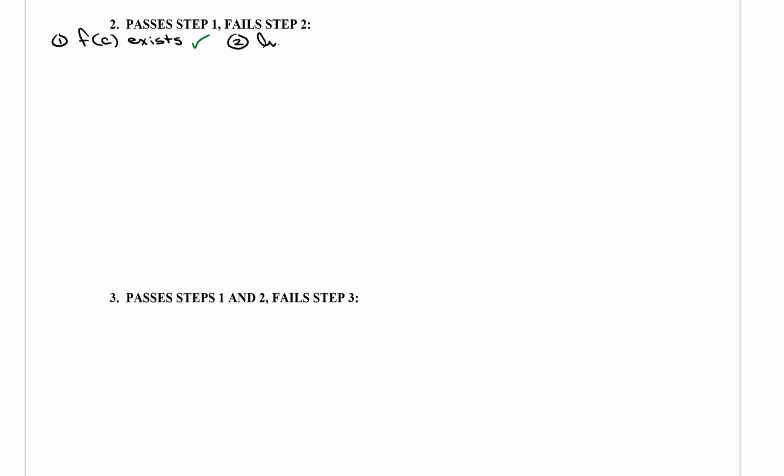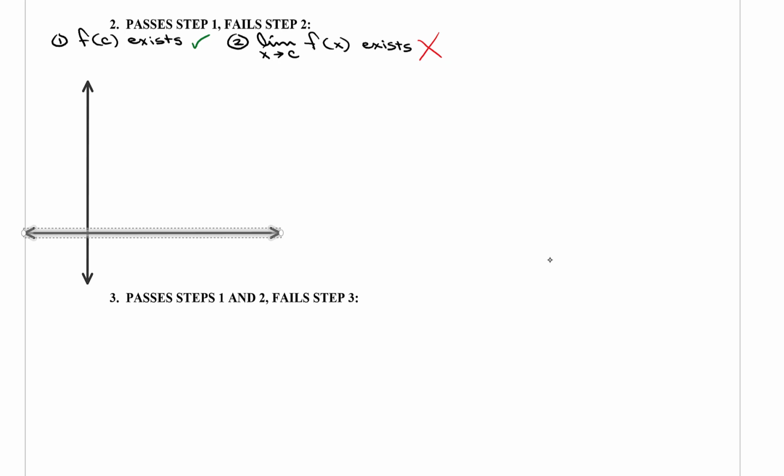Step 2, the limit as x approaches c of f of x exists. This is the second step. We're going to make sure it fails this step. So I'm going to put a red X next to this one. I put a green check mark next to here. F of c exists, but now I'm going to put a red X to make sure it fails this step. I'm going to draw a coordinate plane here on the left-hand side of our screen, and I'm going to make sure that I draw a function where the right-hand limit and the left-hand limit are not equal to each other.